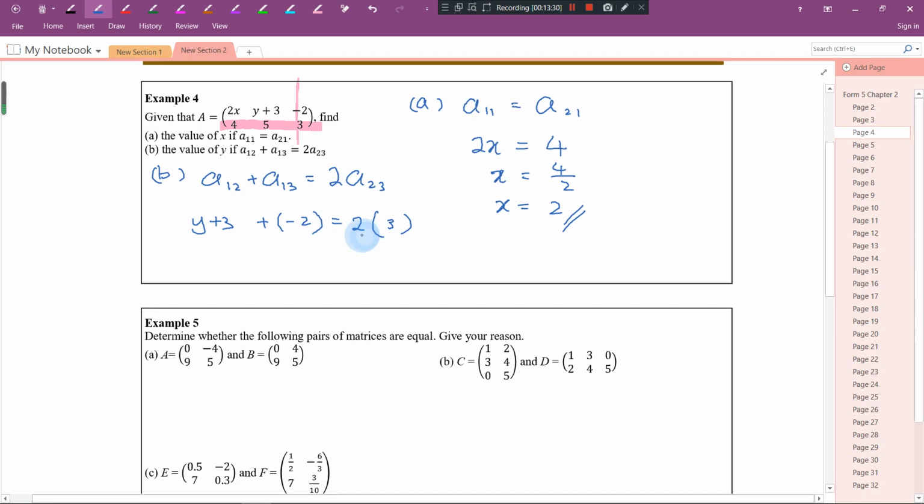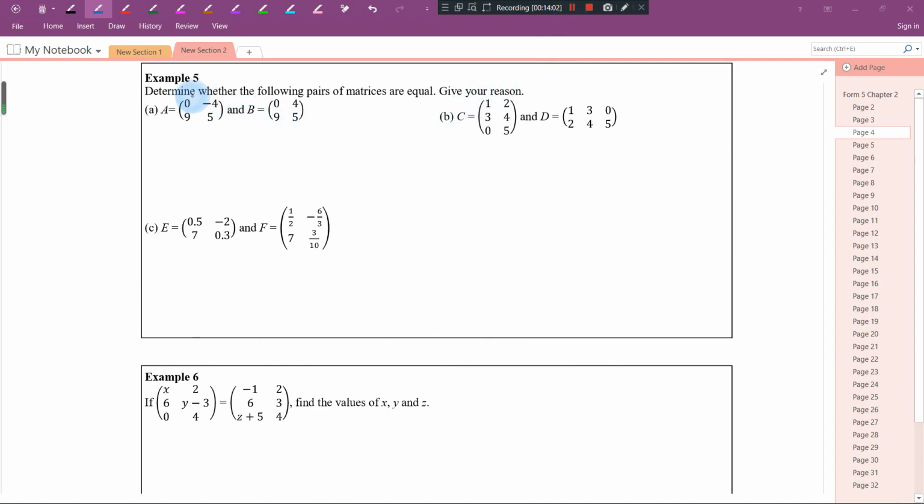Okay, once you have written all these numbers down, I think it should be no problem to find the value of y, right? So y plus 3, positive, negative, will become negative. And 2 times 3, we will get 6. Positive 3 minus 2, you get 1. Y is equal to 6 minus 1, which is equal to 5.